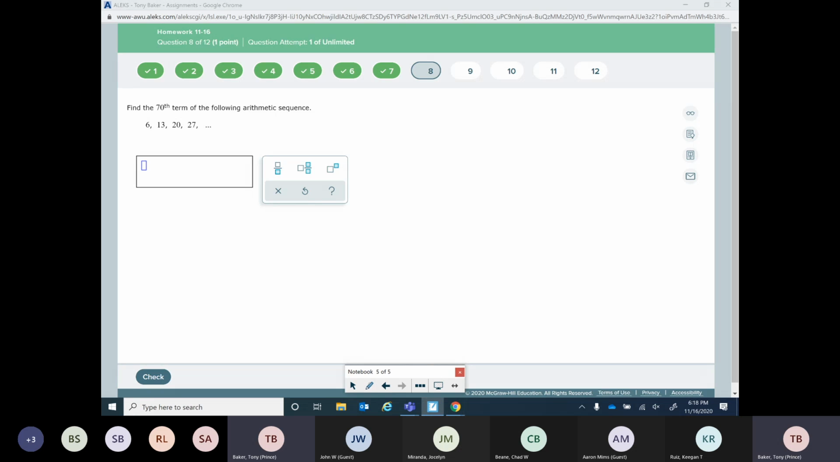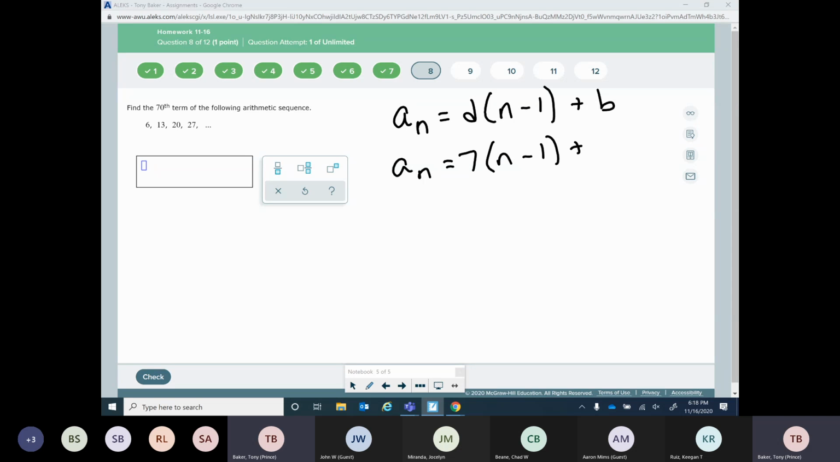The format of the equation is, so it's a sub n, and it's basically like the slope equation. So it's the difference times n minus 1 plus the initial value, which in this case I'll call b. So it's like my y-intercept. So in this case, a sub n, my difference, so I'm going up by 7 in each one of these. So difference is 7, and it's n minus 1, and my starting value is 6.